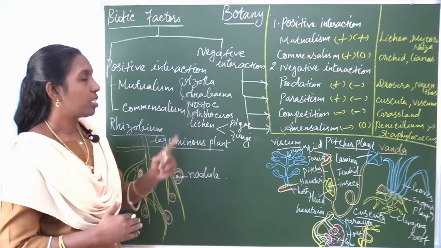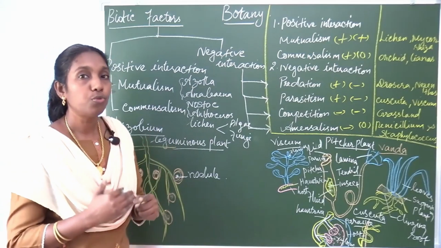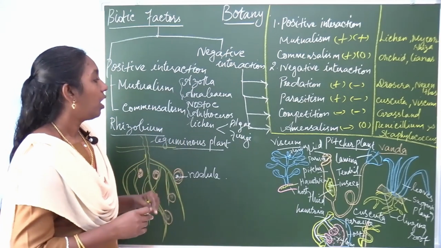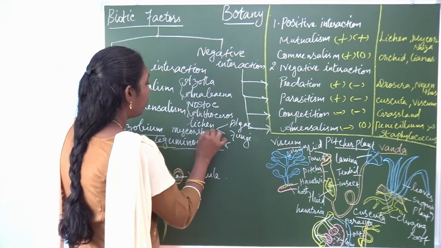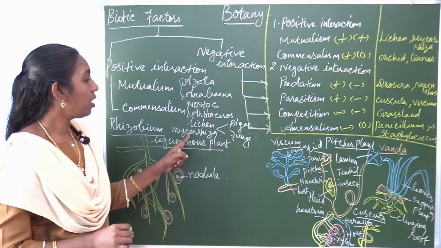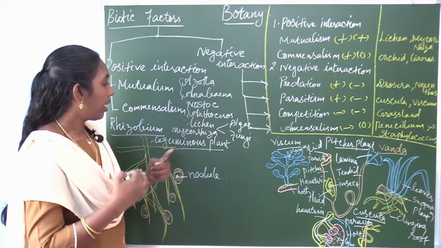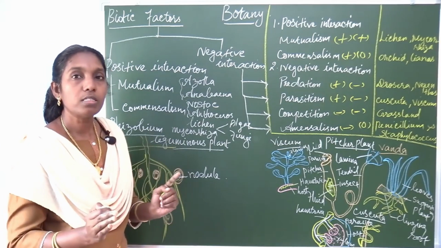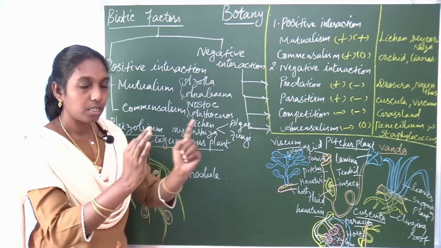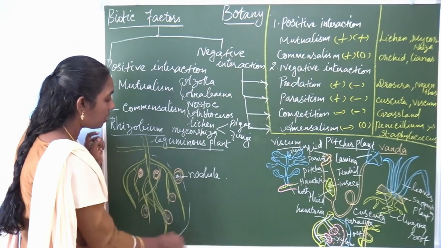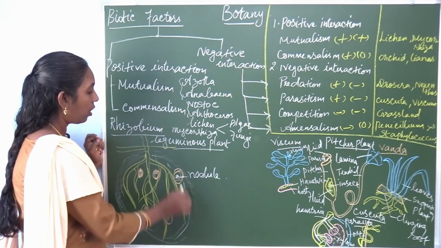That positive interaction also comes under mutualism. These are all examples of mutualism. Another example is mycorrhiza. What is mycorrhiza? This is the interaction between the roots of higher plants and a fungus. The fungus surrounds the roots of higher plants with a sheath. So this is the mycorrhizal relationship.